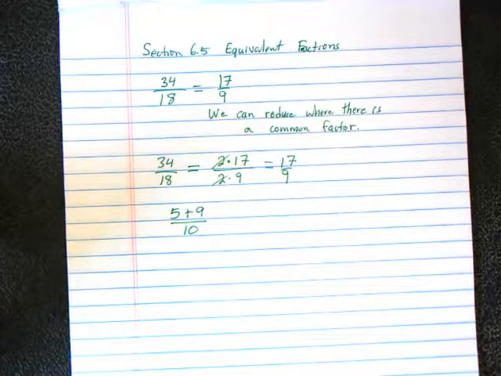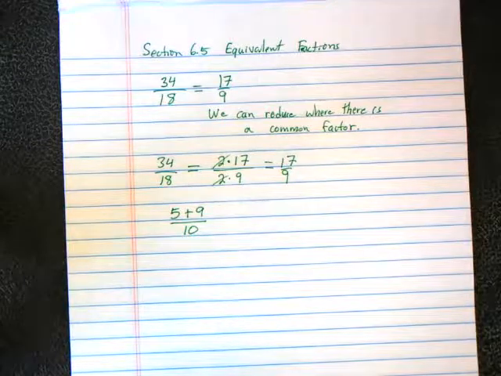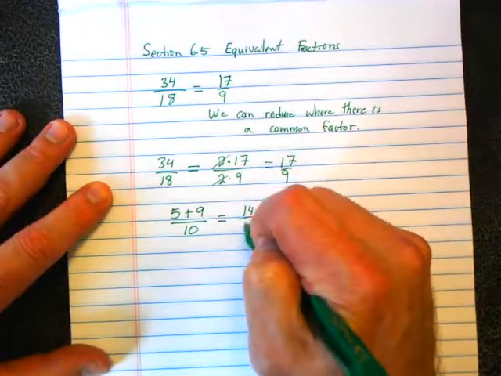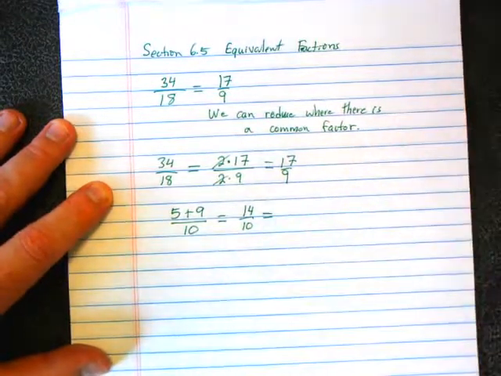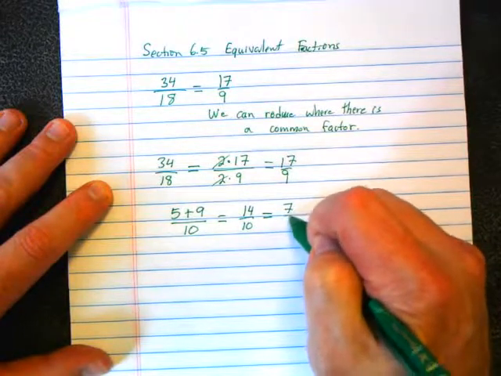All right, well, first off, let's simplify this. If I were to simplify, what would the order of operations tell me to do? Add first. So that would be 14 over 10. Can I reduce 14 over 10? Yes, and I get 7 over 5.